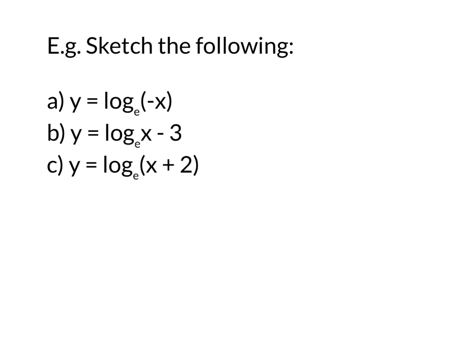If we affect the function, so in the second example, if we minus the 3, we move it up or down. So in this case, minus 3 is going to move the whole graph down 3. And the last one, if we affect the x, that shifts left or right. So x plus 2 is going to shift it 2 to the left. So minus 2.